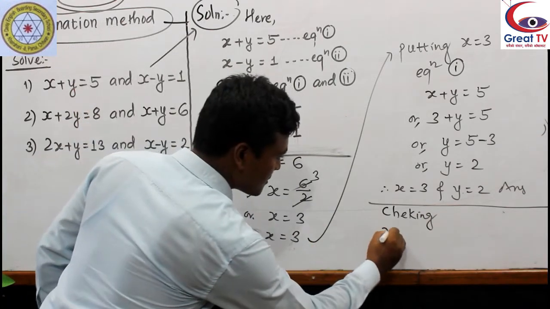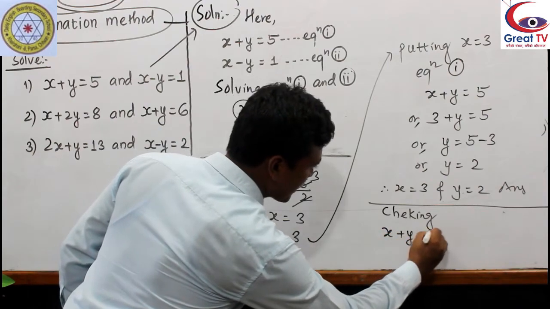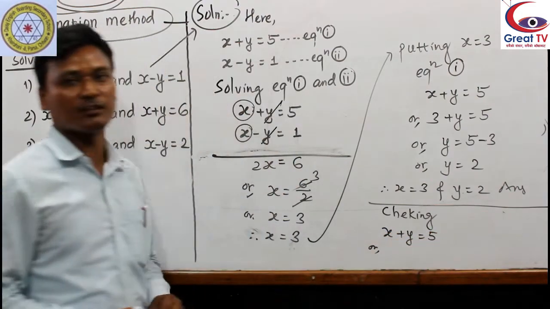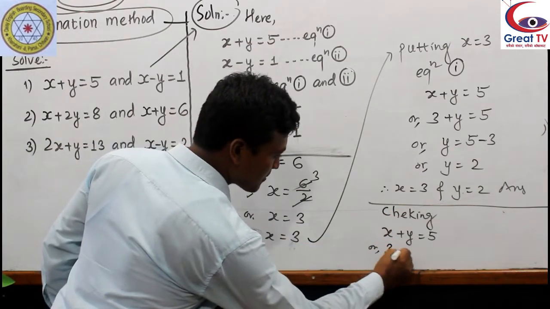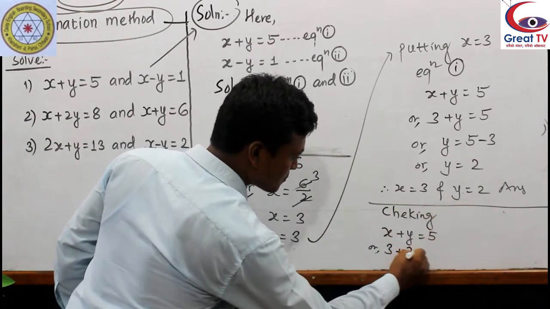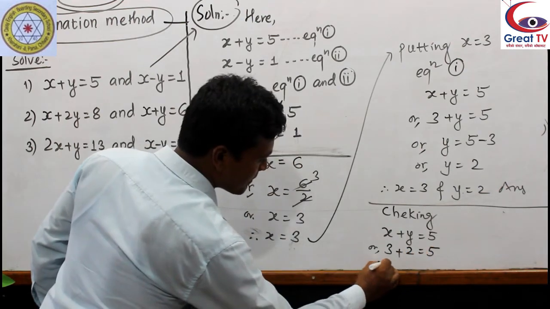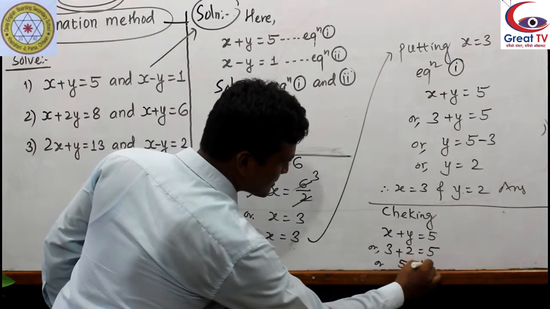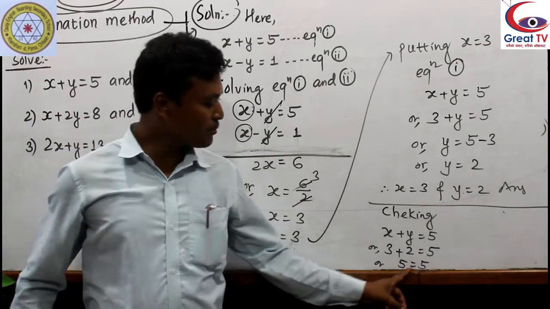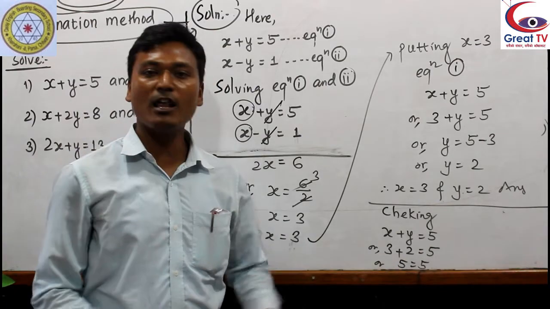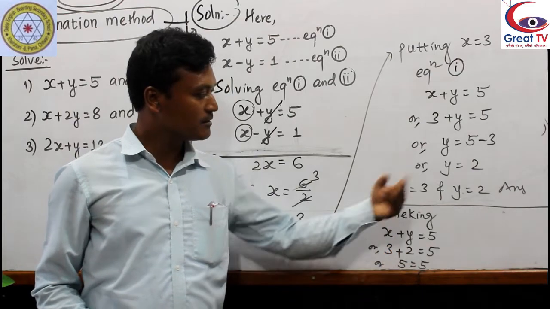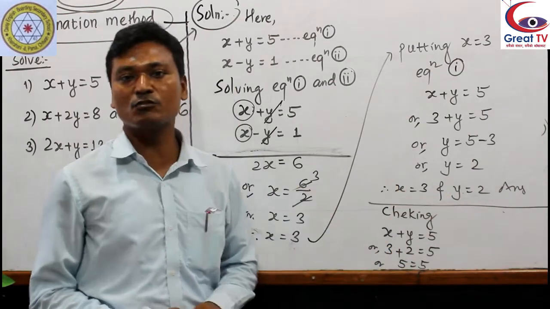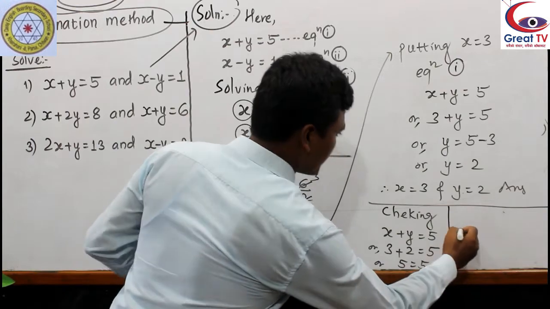Okay, checking. x plus y is equal to 5. This is the first equation. Take the first equation. Put the value of x, 3, plus the value of y, 2, equals 5. 3 plus 2 is 5, which is equal to 5. We got both sides equal. This means the values of x and y satisfy the first equation. Then take the second equation.